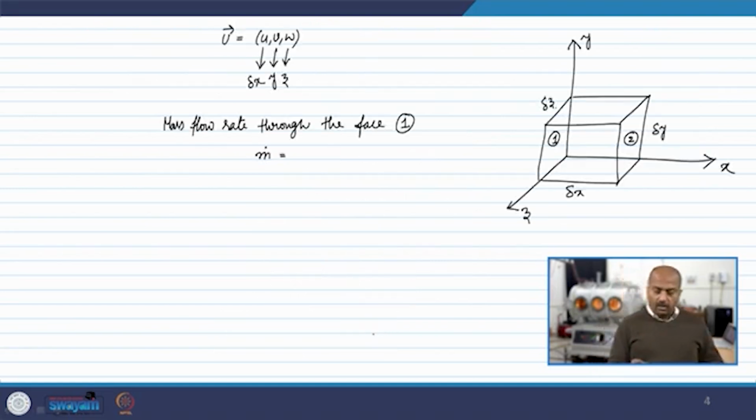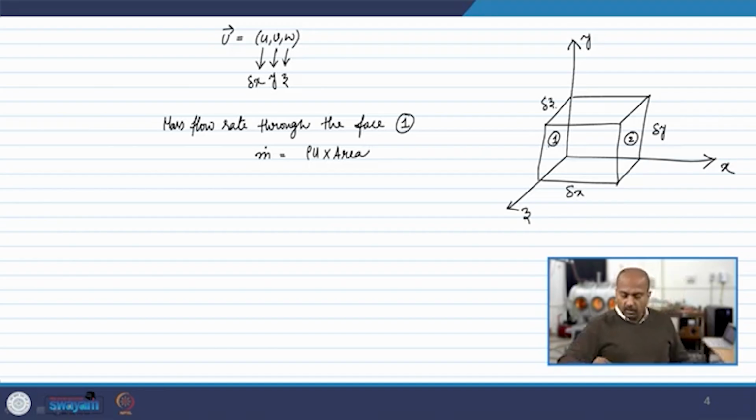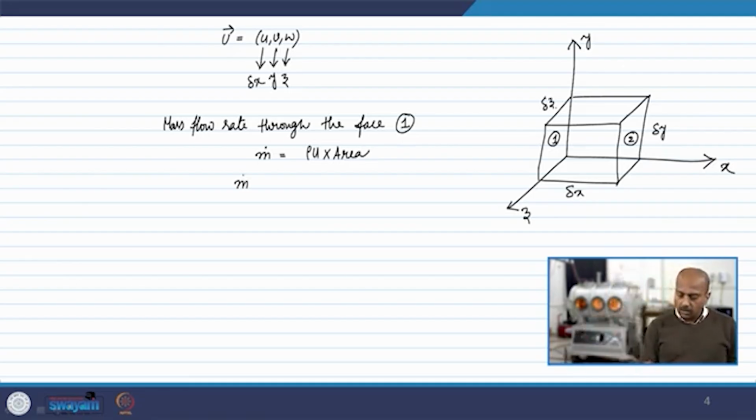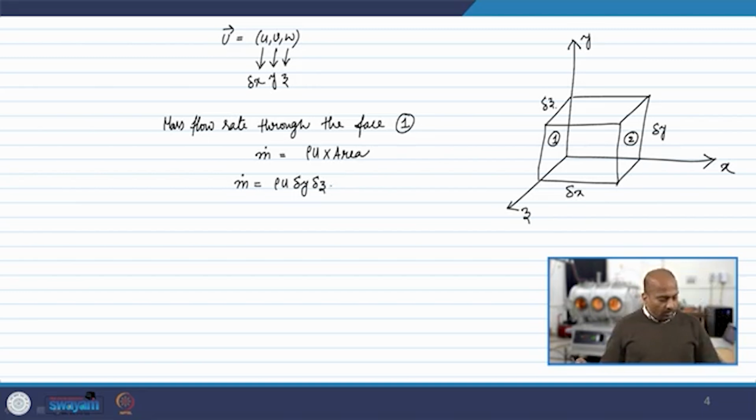So, if you have to write it, mass flow rate is rho u, the mass flux, times area. So, how do you calculate the area of this side number 1, right? So, the sides are delta y and delta z. So, m dot becomes rho u delta y delta z. What is this? This is the mass flow rate through the phase 1. So, that means this much amount of mass is changing per unit time along the phase 1.